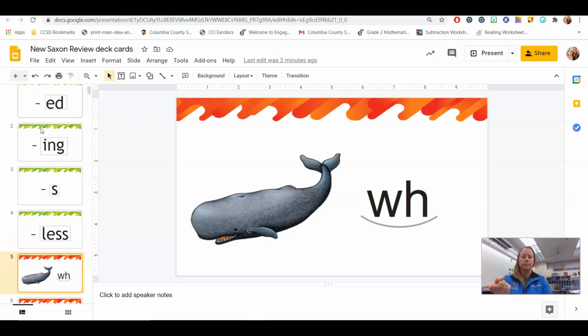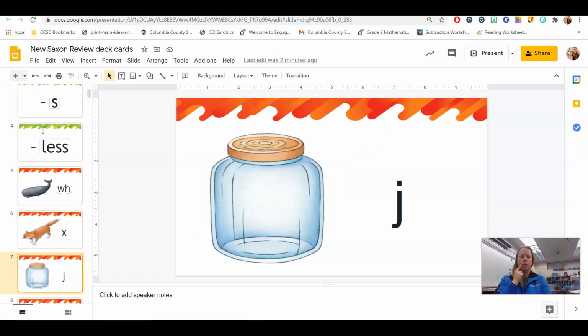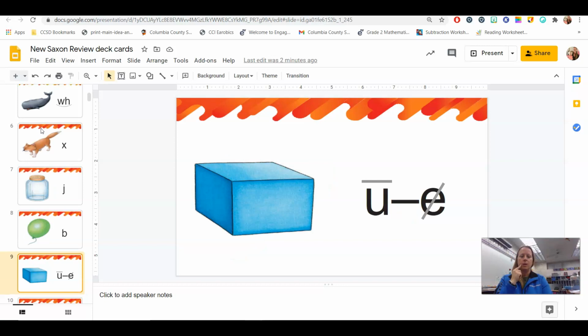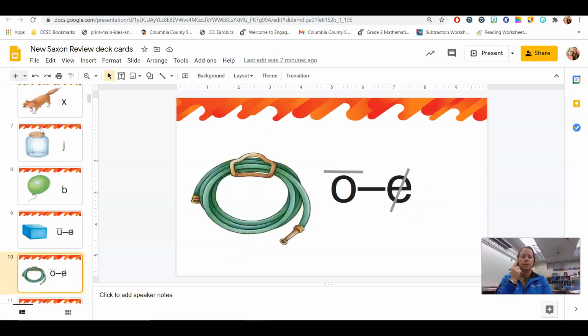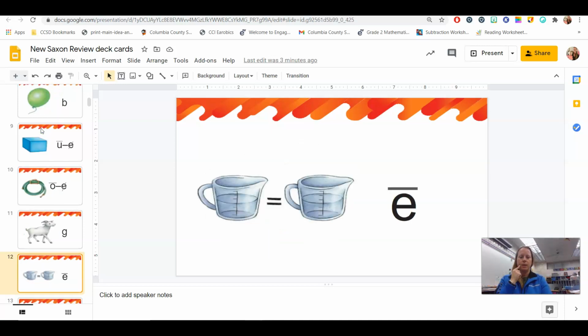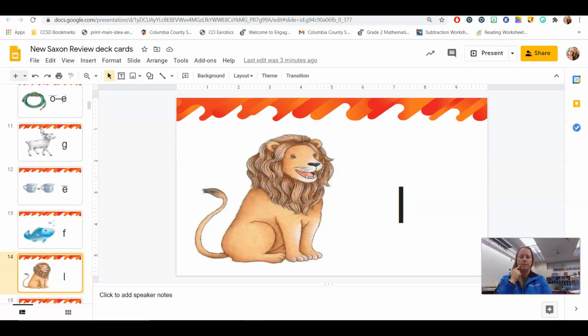Whale, wha. Box, x. Jar, j. Balloon, b. Cube, u. Hose, o. Goat, g. Equal, e. Fish, f. Lion, o.